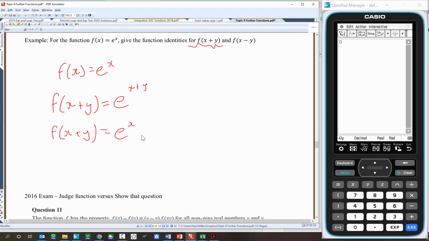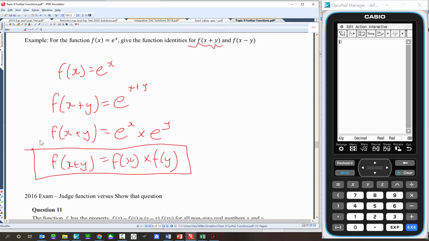That's common bases being multiplied, e to the y. All right, and now e to the x is just f of x, and e to the y is just f of y. So there is my identity there. f of x plus y is the same as f of x times f of y.